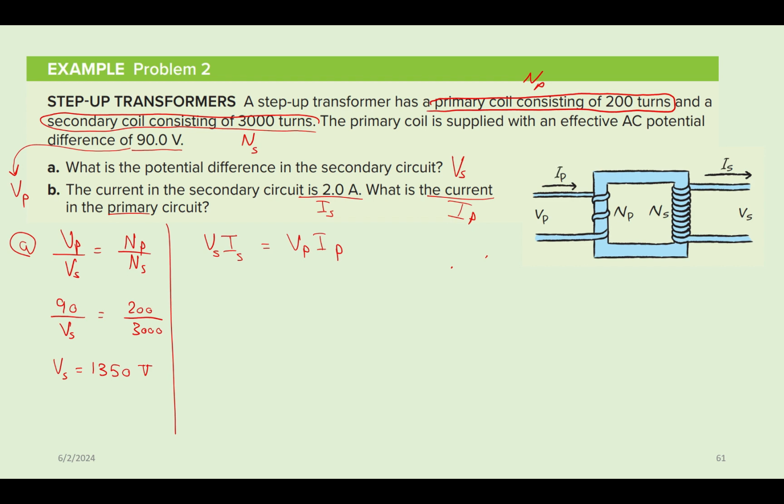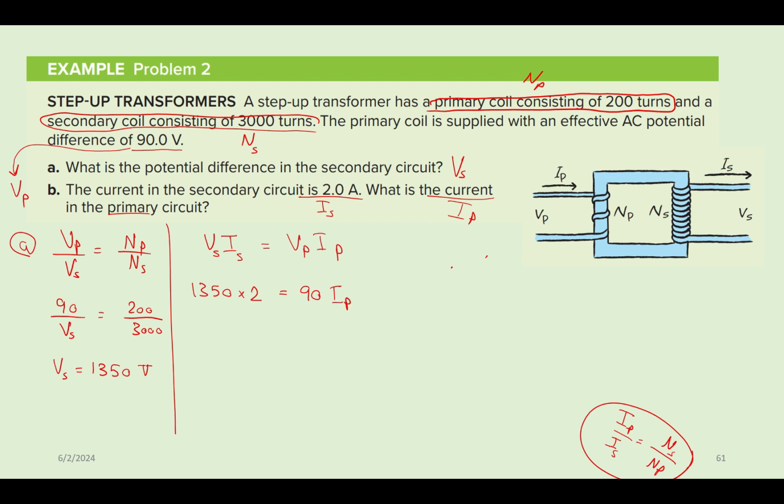There's another equation in your book that says Ip over Is equals Ns over Np. This also can be used to find the current, but we're just going to stick with this one since we have already found all its parameters. Secondary voltage, as we found, is 1350. The secondary current is 2. Primary voltage given in the question is 90. And the unknown is the primary current.